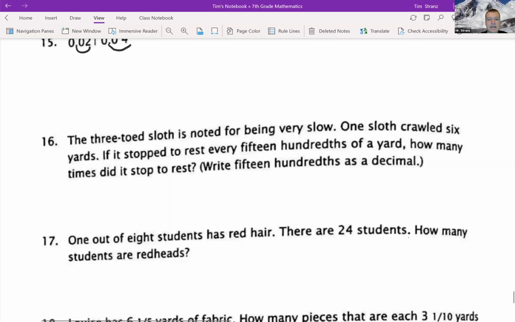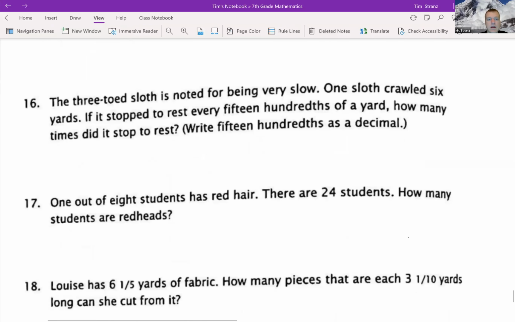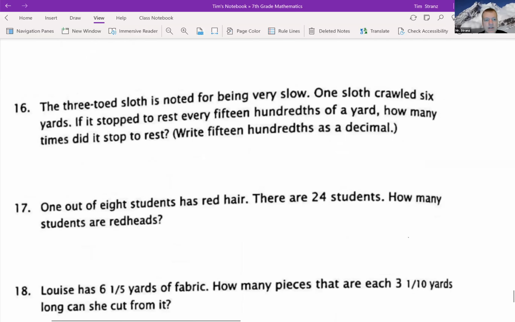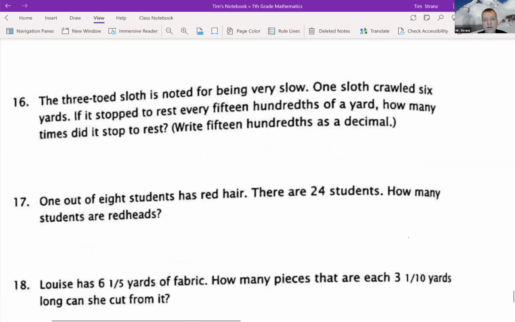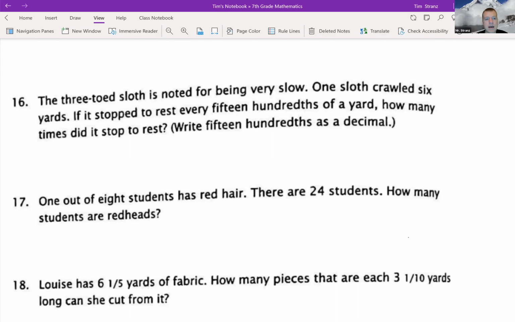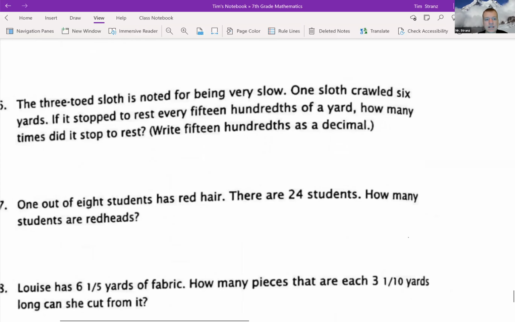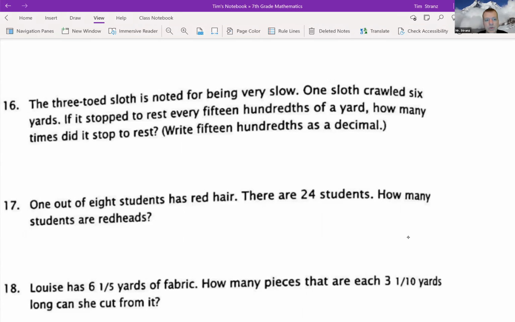Okay, let's look at 16. The 3-toed sloth is noted for being very slow. One sloth crawled 6 yards. If he stopped to rest every 15 hundredths of a yard, how many times did it stop to rest? So write 15 hundredths as a decimal. Okay, so it crawled 6 yards. So we're going to do 6 divided by 15 hundredths.